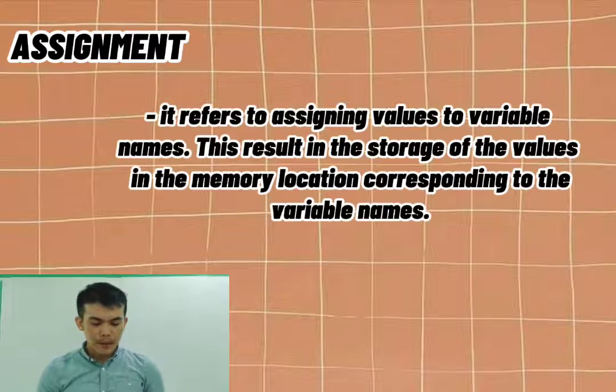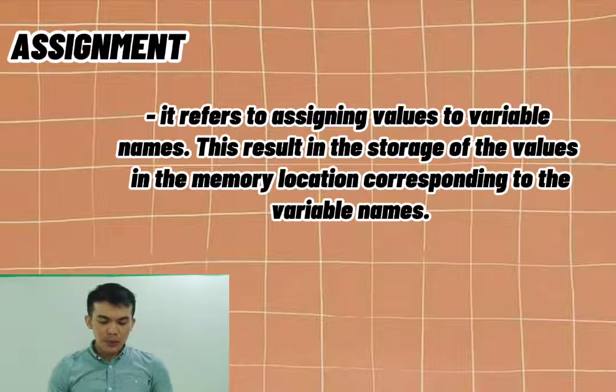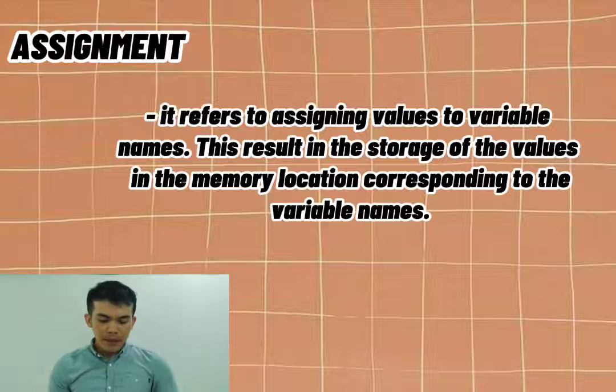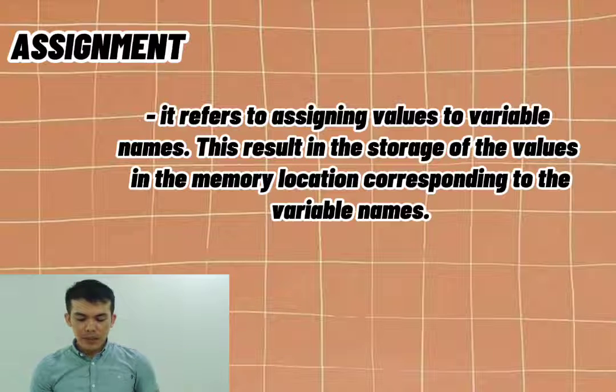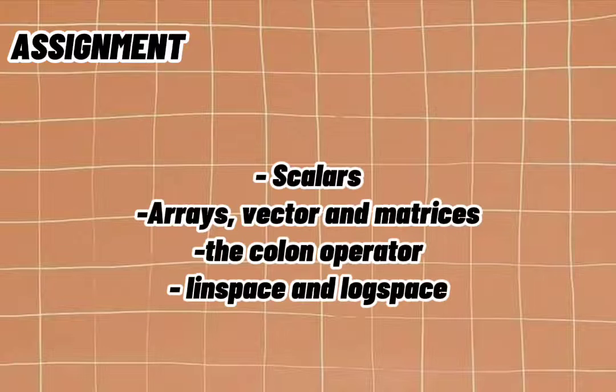Assignment. It refers to assigning values to variable names. This results in the storage of the values in the memory location corresponding to the variable name. So we have four types in assigning values to variable names. First we have scalars. Second, we have the arrays, vectors, and matrices. Third, we have the colon operator. And the last, we have the linspace and the logspace functions.